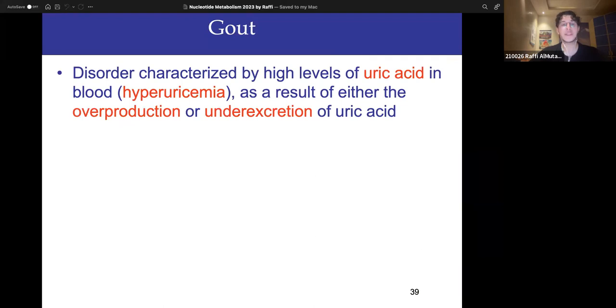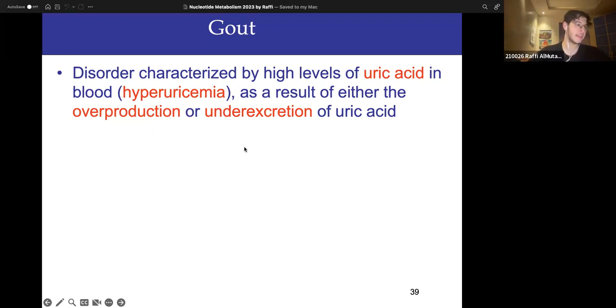Or maybe we just can't excrete it because of a problem there. When this happens, we will have uric acid in the blood. And when we have uric acid in the blood, we call this hyperuricemia. This means we have too much uric acid in the blood. So just to break it down, hyper means too much. Uric refers to uric acid, and emia refers to in the blood. So there's too much uric acid in the blood.